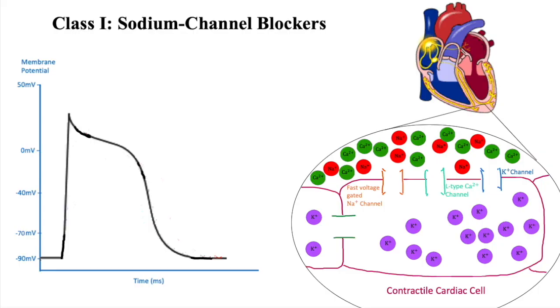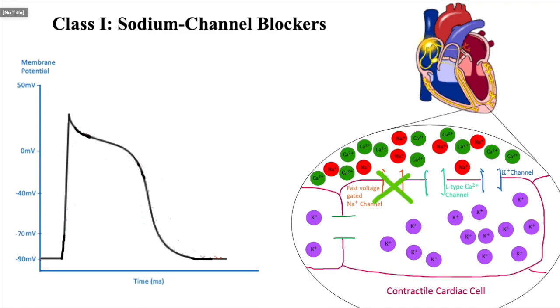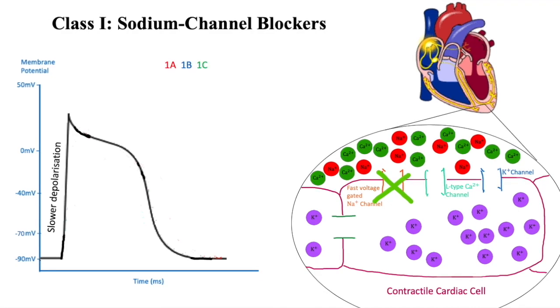Class 1 antiarrhythmics block voltage-gated sodium channels in contractile muscle cells. This slows down entrance of sodium ions into the cell, and since sodium ions are responsible for depolarization in these cells, it therefore takes longer for the threshold potential, and thereby contraction, to be reached. Class 1 can be subclassed into 1A, 1B, and 1C.